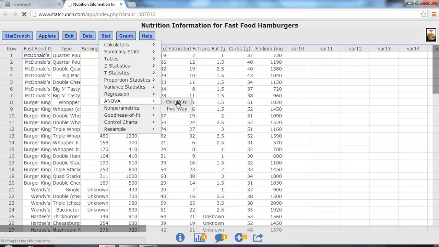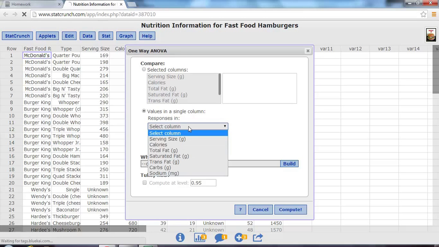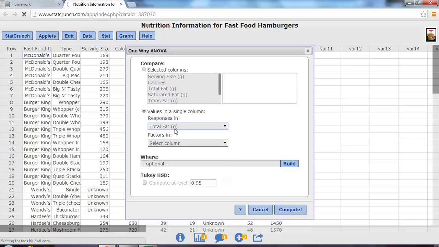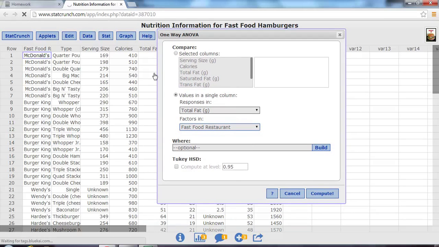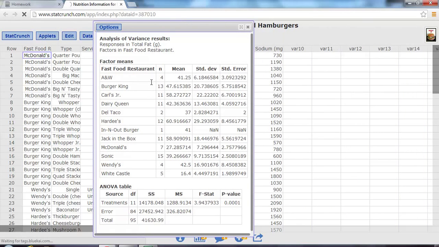So I'm going to click ANOVA one way. Instead of using selected columns like this, I'm going to say, take the values from a single column. In other words, take the total fat and sort it by fast food restaurant. So what I'm telling the computer to do is to take my data and to reorganize it for me. So I can see my restaurants, their mean, their standard deviation, standard error. Down at the bottom, I see my ANOVA table, my calculated F statistic, and my p-value.